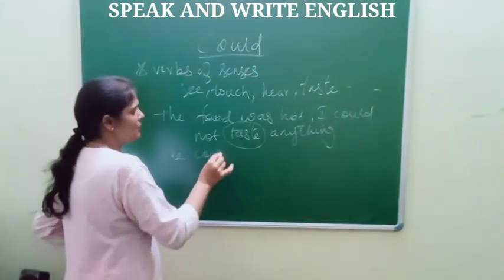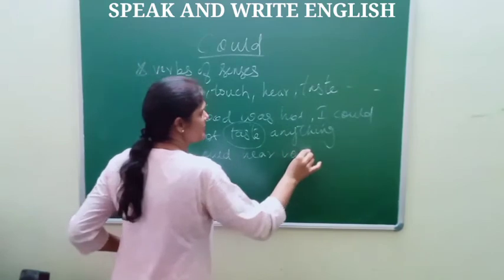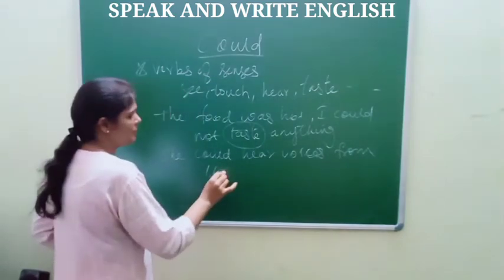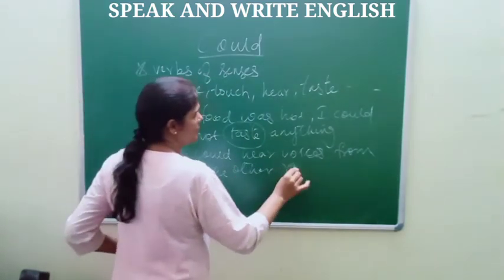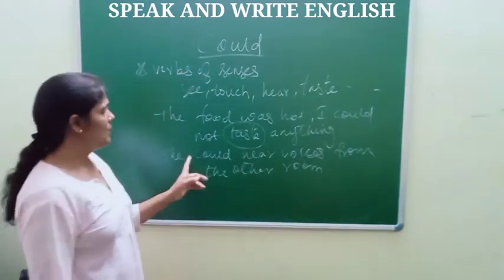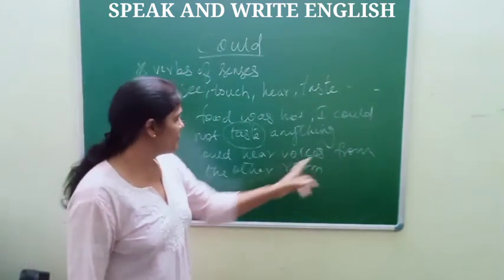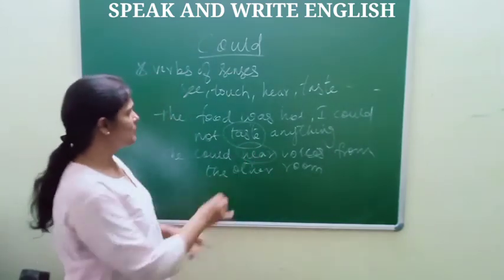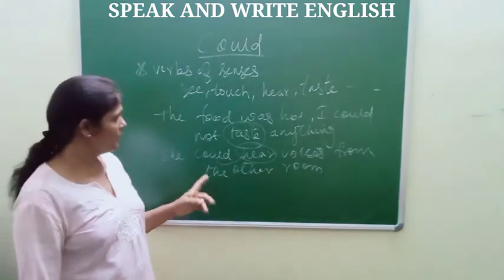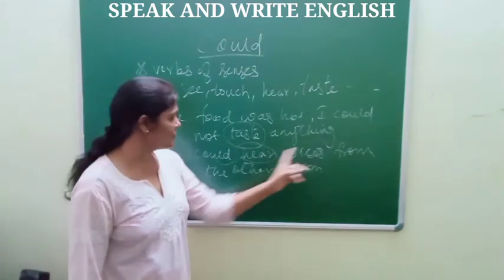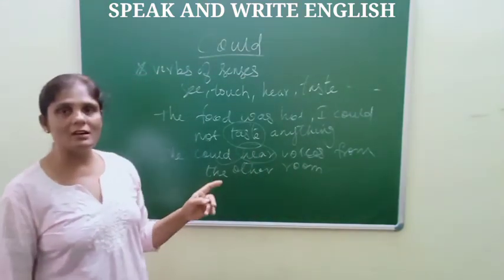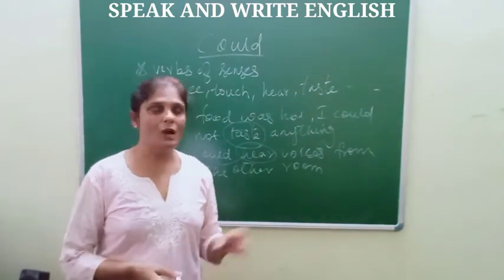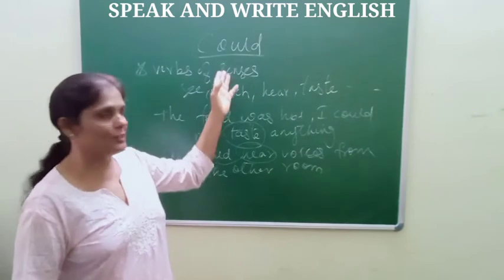She could hear voices from the other room. So again, here is the verbs of senses, and with the verbs of senses, we can make use of the modal could. She could hear voices from the other room. So again, here is a verb of senses, and with all the verbs of senses or the verbs of perception, we can make use of the modal could.